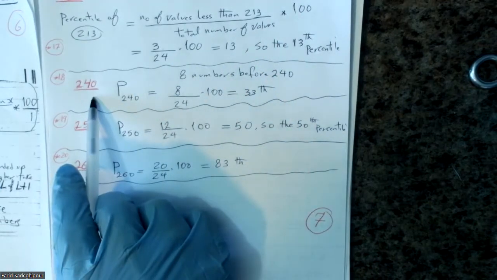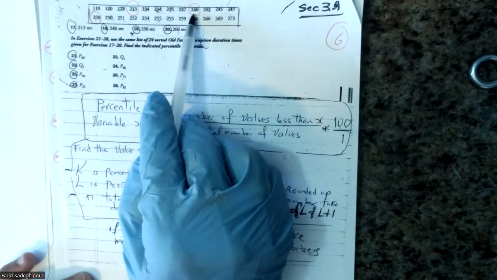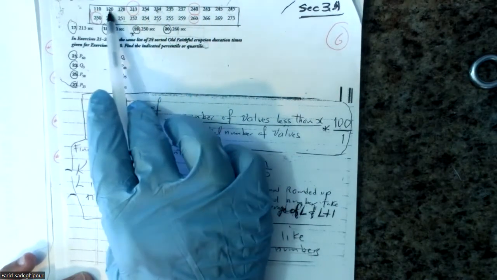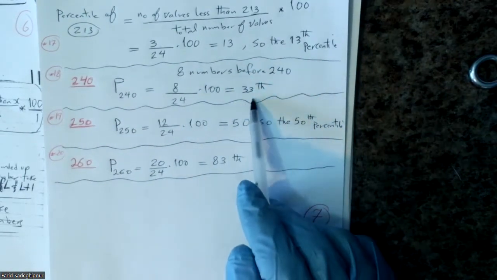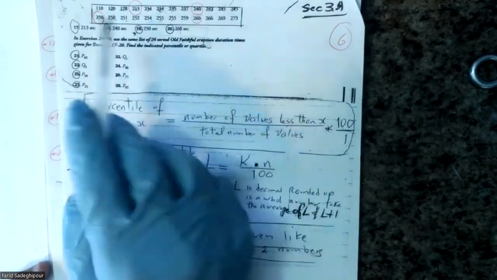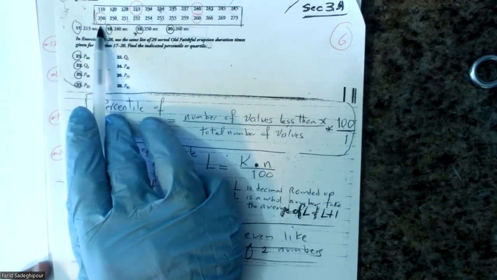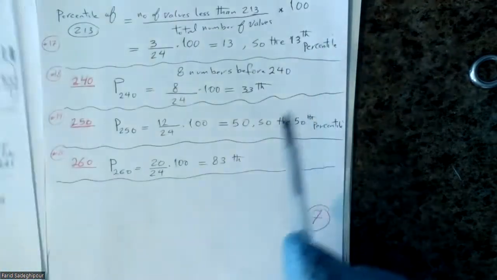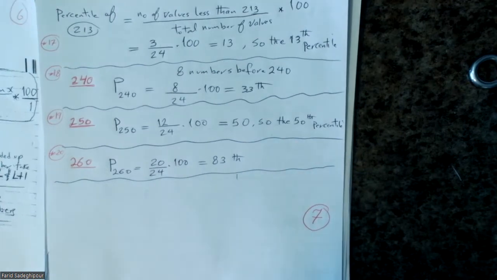What about 240? How many numbers are before 240? 1, 2, 3, 4, 5, 6, 7, 8. So it would be 8 divided by 24. So 240 is the 33rd percentile. How about 250? Remember, there is 250. Always take the first one. So how many numbers are before this? You count that, it would be 12, and so on. This is how to calculate the percentiles.